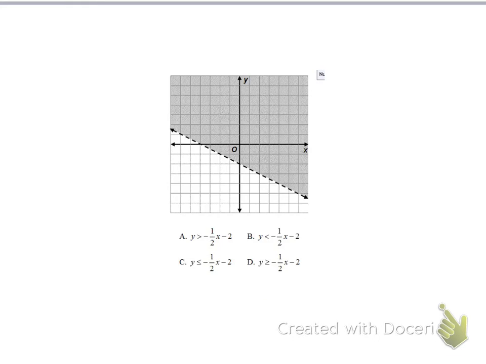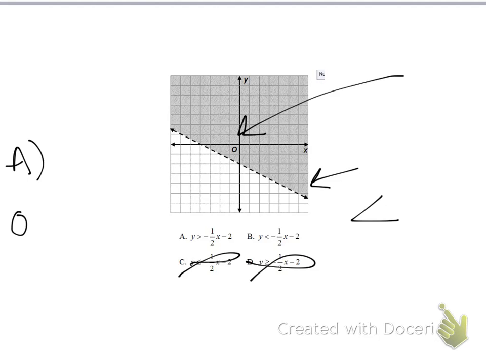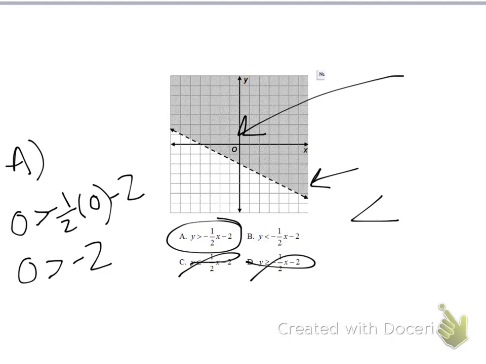Okay, match the graph with the equation. Well, first of all, it's a dashed line, so we know the inequality has to look like that. So we can automatically eliminate these. Now, if I plug in 0, 0, it's in my shaded region. So if I plug it in, it should be true. So if I plug in for A, 0 is greater than negative 1/2 times 0 minus 2. Is 0 greater than negative 2? It is. Okay, and since 0, 0 sits in my shaded region, and that's true, our answer is A.